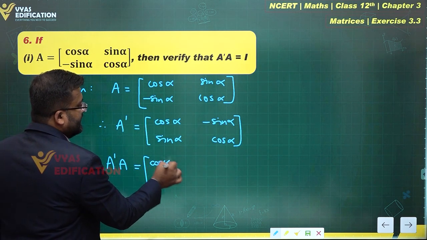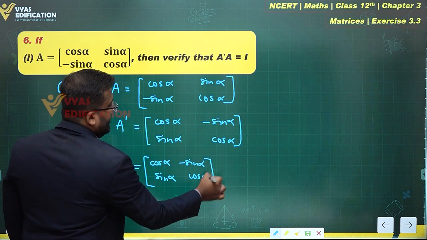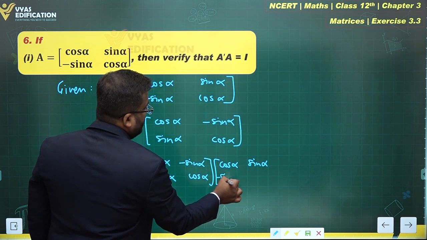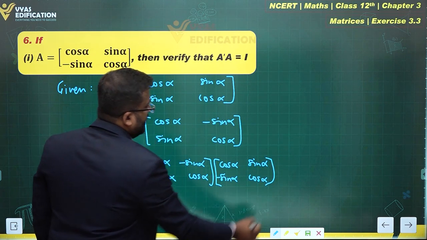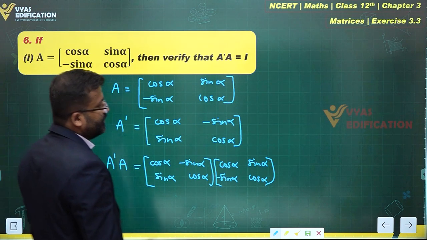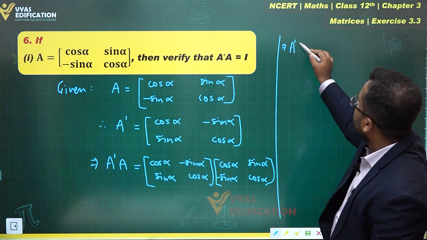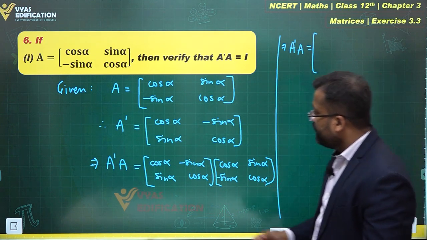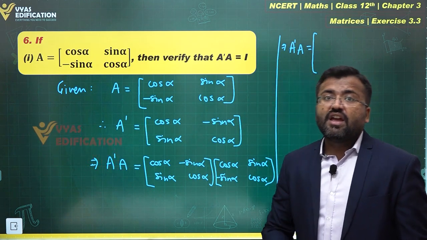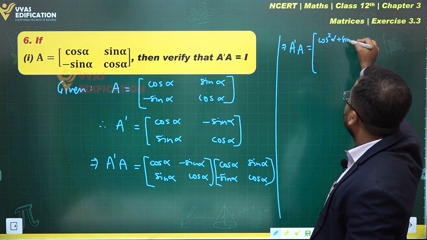This is cos alpha, let's write the product, minus sin alpha, times this, cos alpha sin alpha minus sin alpha cos alpha. This is the product, and let's multiply them together. What do we obtain by multiplying them together? Which implies A transpose A is equal to what? Observe carefully. This cos alpha times cos alpha is cos square alpha, minus sin alpha times minus sin alpha, the product would be plus sin square alpha. This becomes cos square alpha plus sin square alpha.